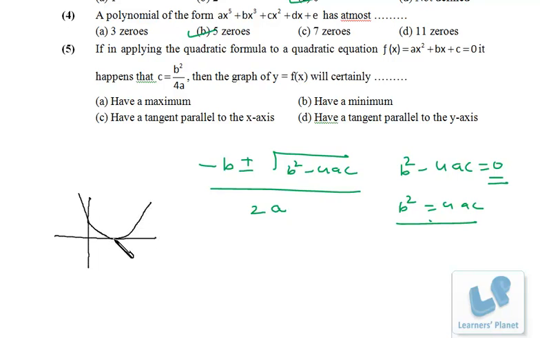Right? So in this case, both the solutions or both the zeros are the same, right? Or we can say we can have a tangent parallel to the x-axis. Suppose instead of x square we have (x minus 2) whole square, then we'll be getting a tangent parallel to the x-axis. So whenever both the zeros are equal, we will be getting a tangent that's parallel to the x-axis. Okay, so I hope you are clear.